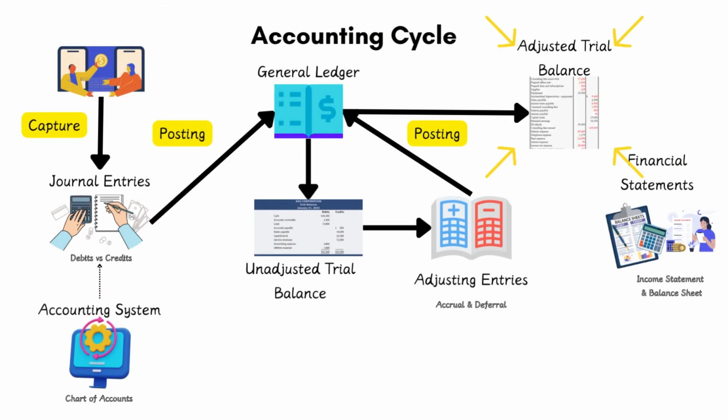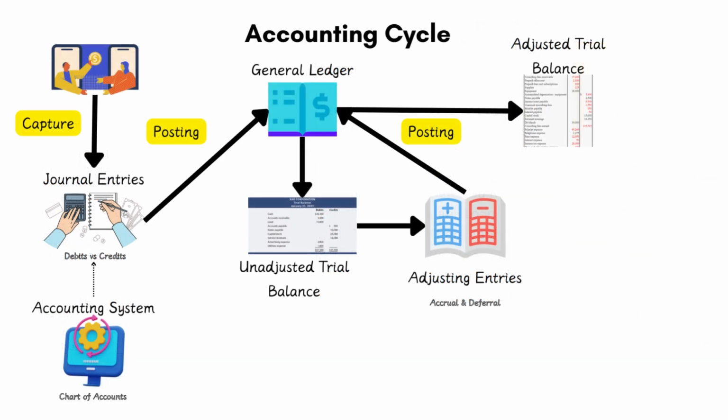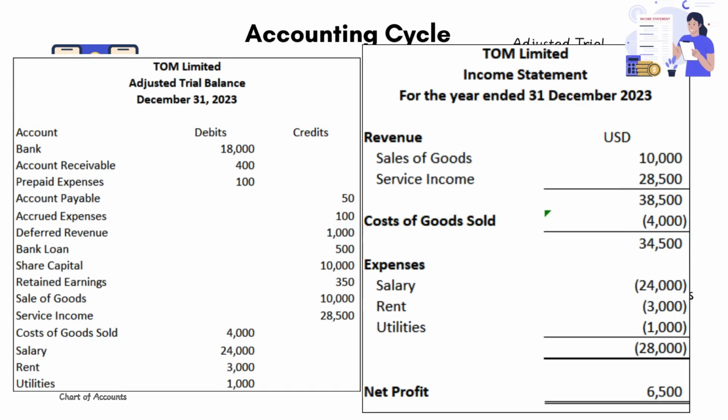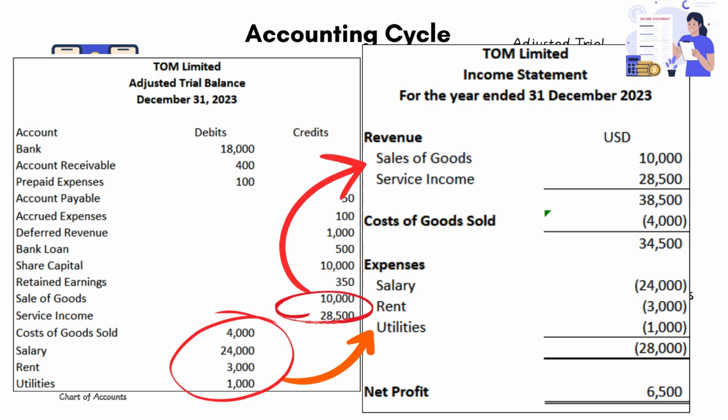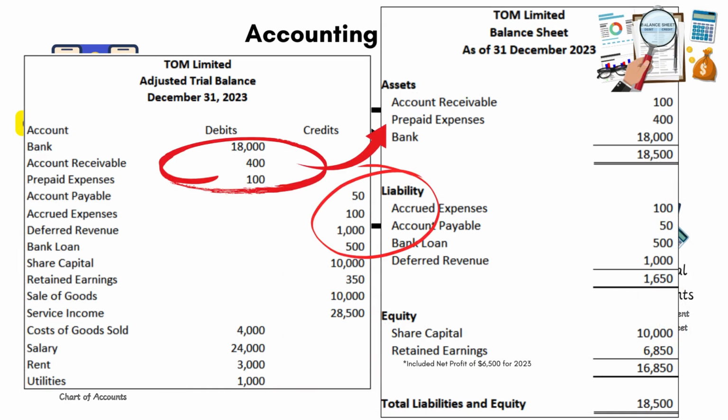Recall that when setting up our chart of accounts, we categorized each account as an asset, liability, equity, income, or expense. From this, we can create the balance sheet as of the 31st of December 2023 and the income statement for the year 2023. For the income statement, we include revenue and expense accounts. For the balance sheet, we select asset, liability, and equity accounts from the adjusted trial balance.